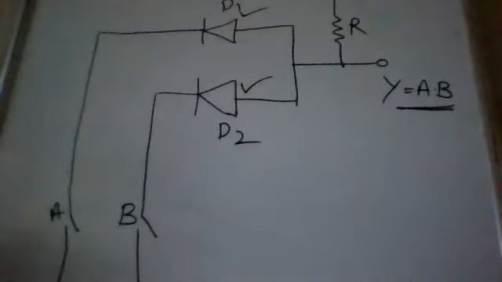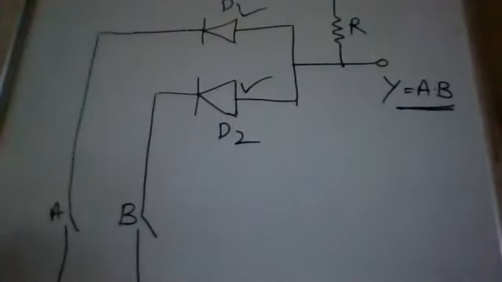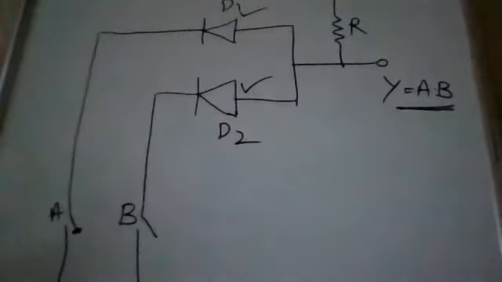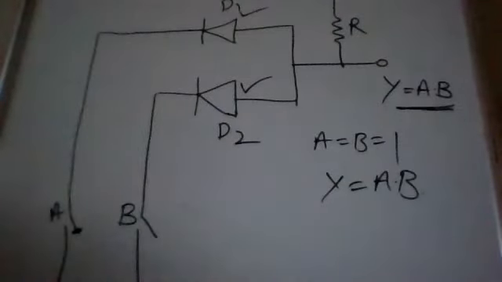Okay, this output will be high when D1 and D2 diodes both are in switched on condition by the inputs A and B. These two are inputs. We get output Y equal to A dot B for AND gate. This is only high when A equal to B equal to 1. That is output Y equal to A dot B, which is also 1.